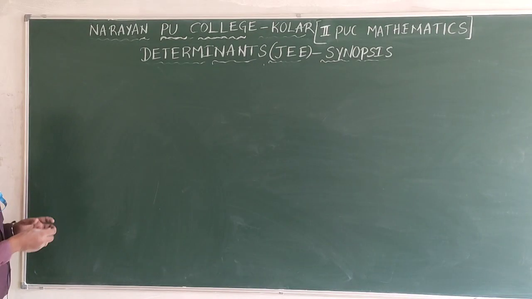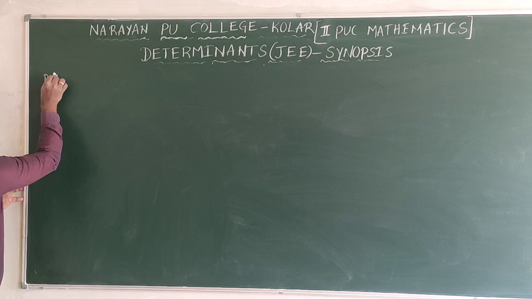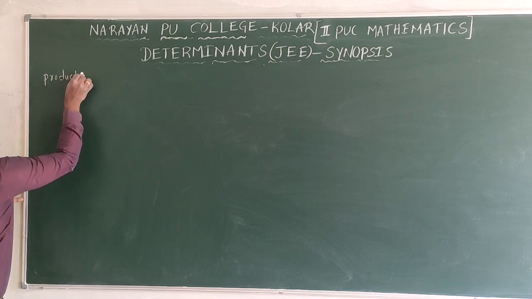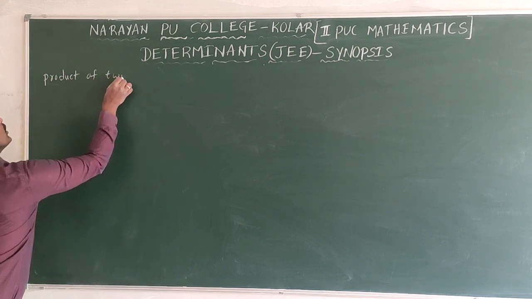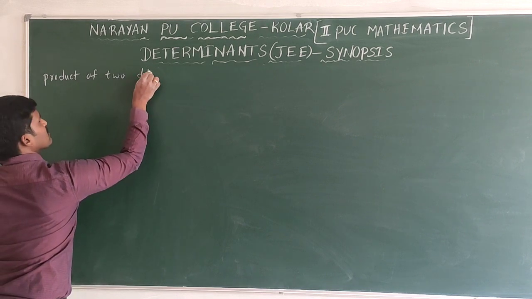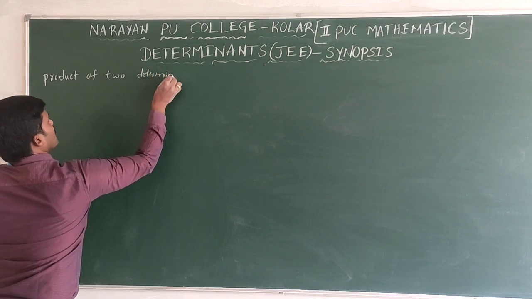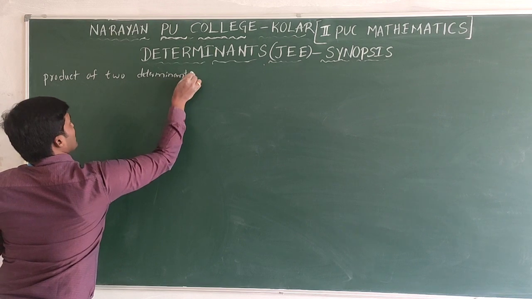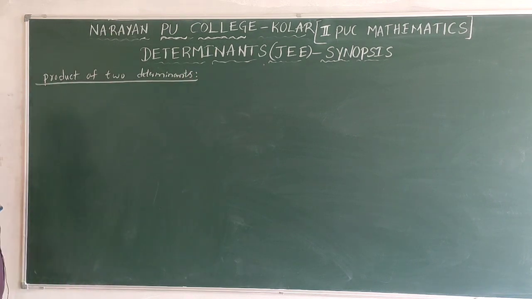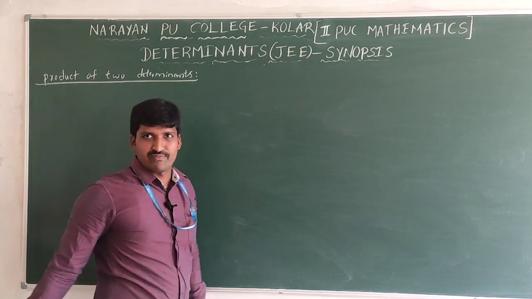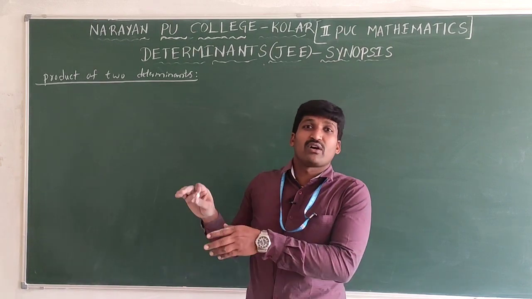Next, how to find the product of two determinants? Now this concept is not there in PU. Now we know how to find the product of two matrices, but we don't know how to find the product of two determinants.